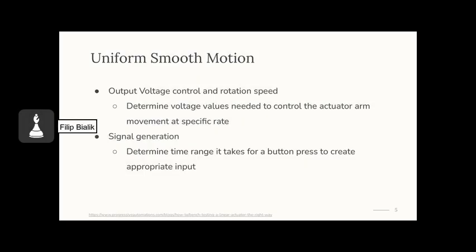To ensure uniform, smooth motion, we're going to look at output voltage control and rotation speed of the headrest. We're going to do so by determining voltage values needed to control the actuator arm movement at specific rates. For signal generation, we're going to determine the time range it takes for a button press or presses to create an appropriate input.